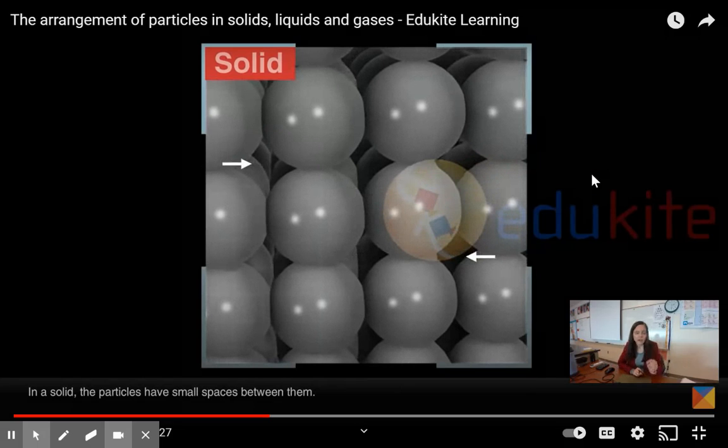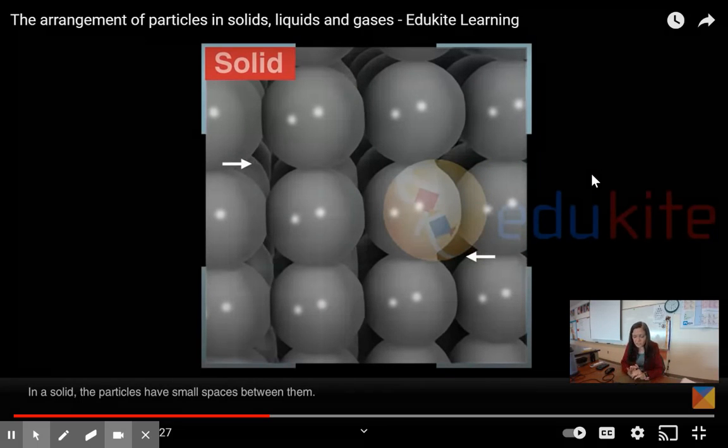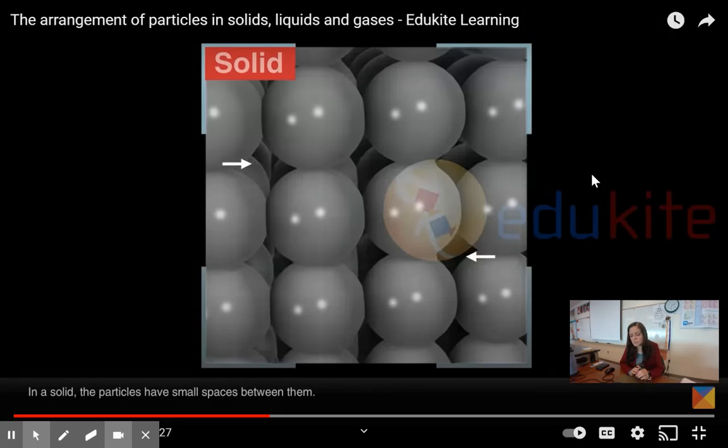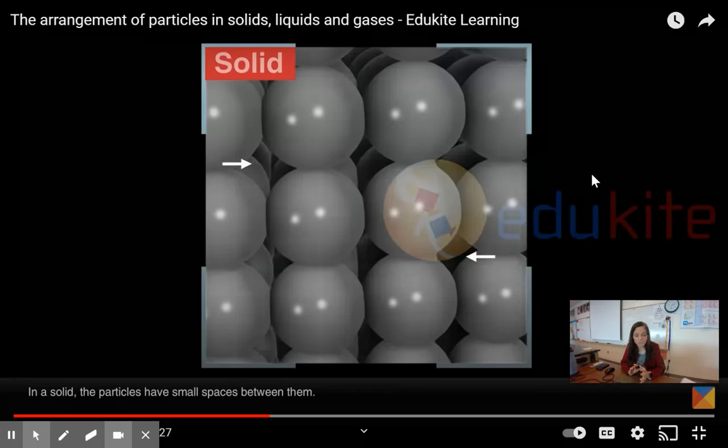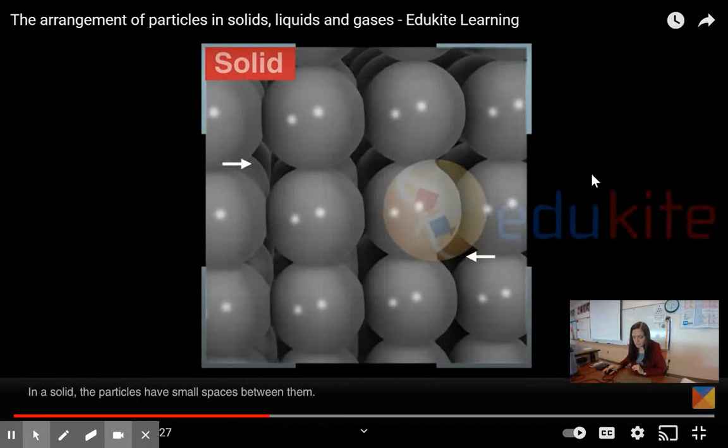Okay. Yes, there are very, very small spaces between the particles in a solid, but they're so small that really, in all reality, it doesn't give us much room. We really can't compress. We couldn't put more pressure on the solid and make it any smaller than it already is. The spaces between the particles in the solid are so small that all the particles can do is vibrate, like it said, amongst the fixed points.